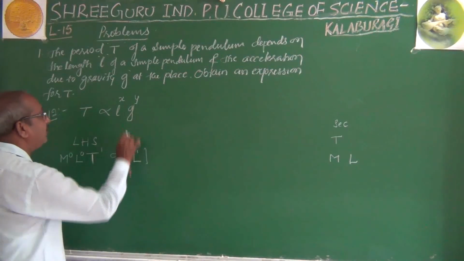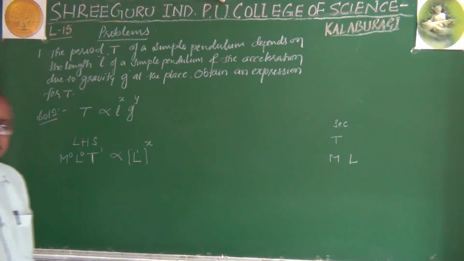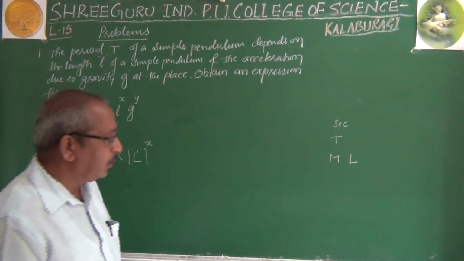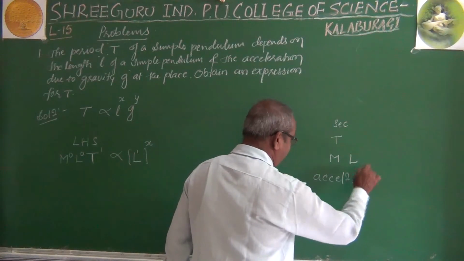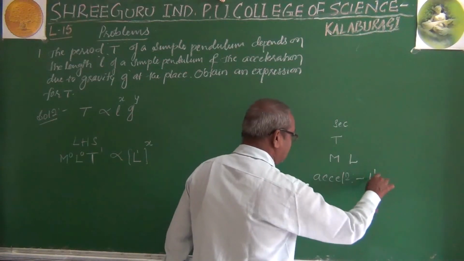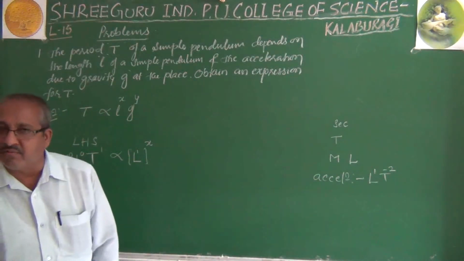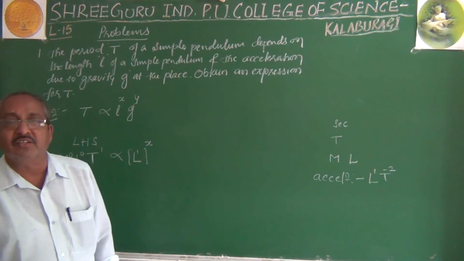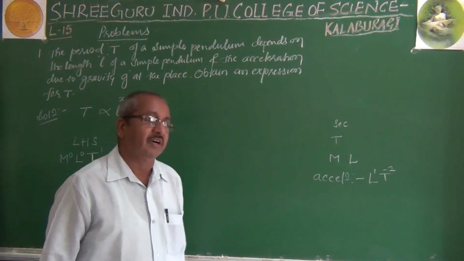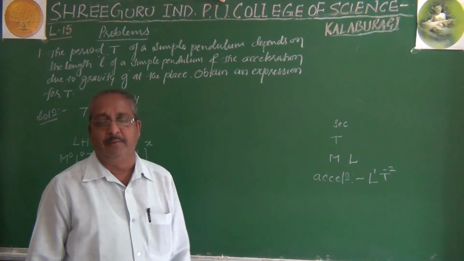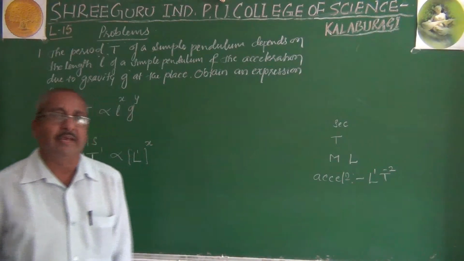Here the whole thing is to the power x. Then G is the acceleration due to gravity. As I gave you the dimensional formula for acceleration, the dimensional formula for acceleration is L raised to 1, T raised to minus 2. So therefore the dimensional formula for acceleration and acceleration due to gravity will both be the same.